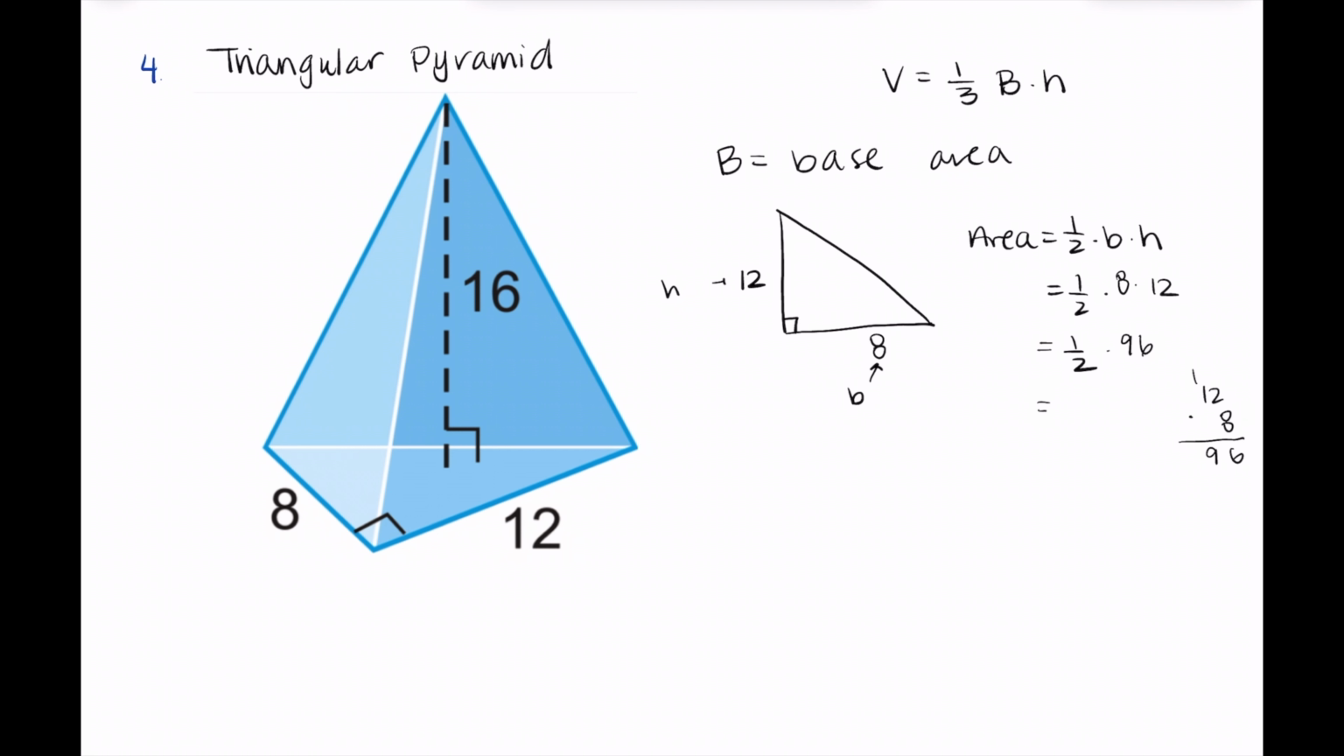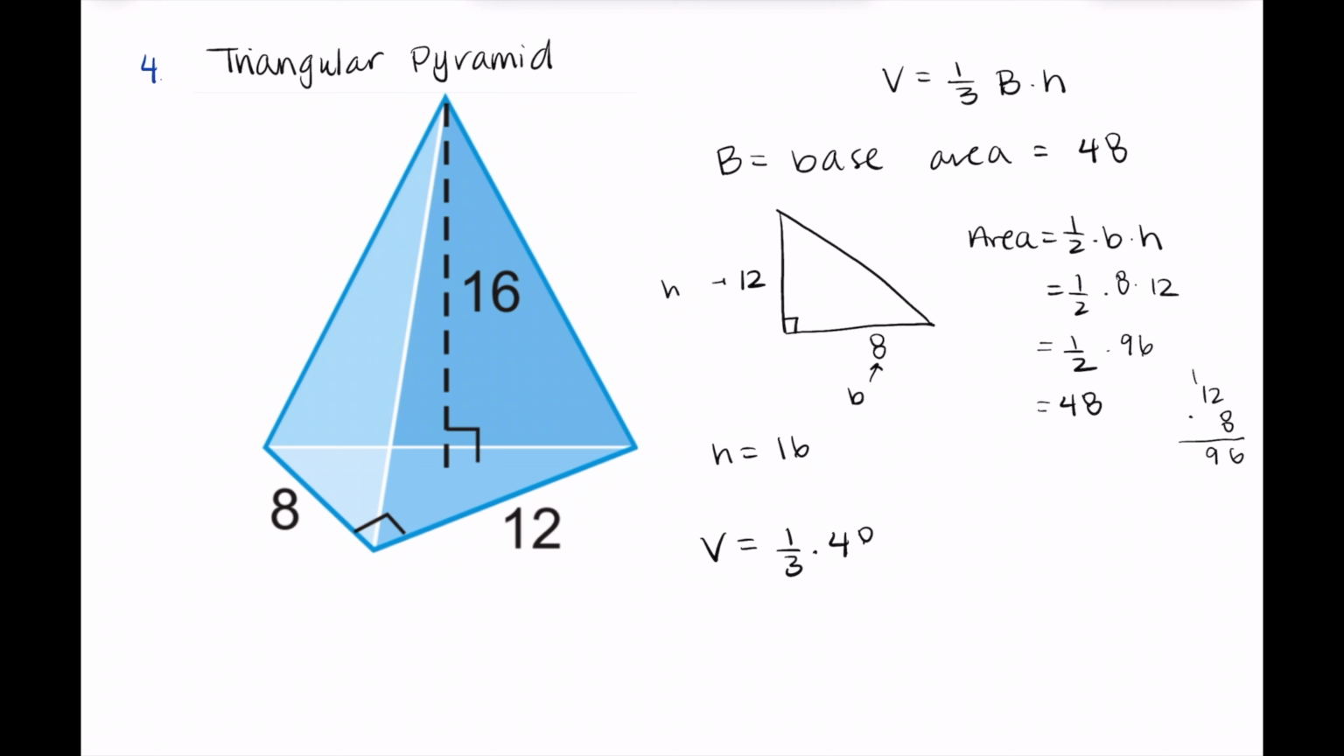So we have 1/2 times 96. That's the same as dividing by 2. So we know that 96 divided by 2, well, that would just give us 48. So now we can fill in. Capital B is 48. Our base area is 48. And now for our height of our triangular pyramid, it's just 16.